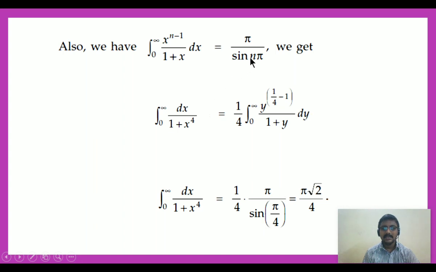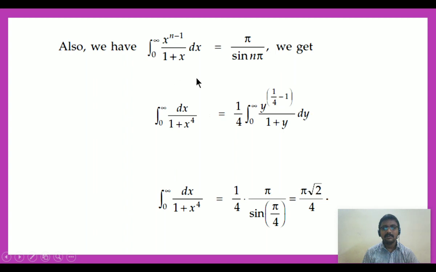But what is n here? N is 1 by 4, that is sine of 1 by 4 into pi, which is sine of pi by 4. But what is the value of sine pi by 4? Sine 45 degrees, 1 by root 2. That is 1 by 4 into pi whole upon 1 by root 2. The fraction is reversed. So thus we will have pi into root 2 by 4. So it is the required value of the given integral.